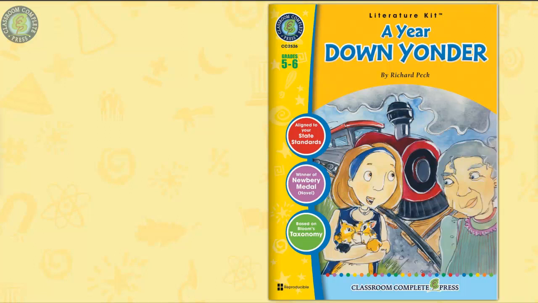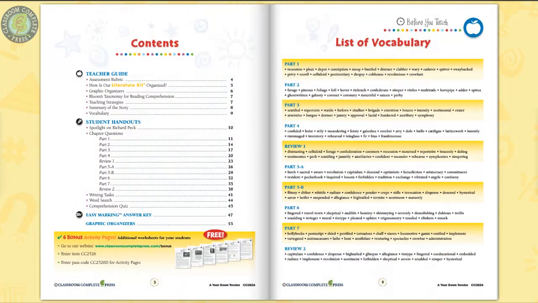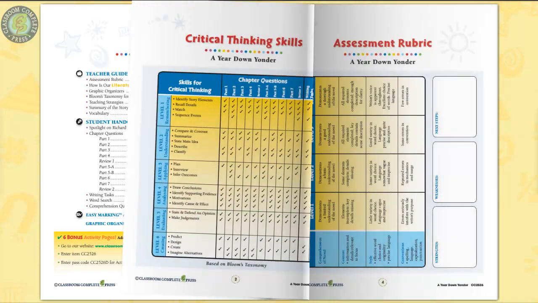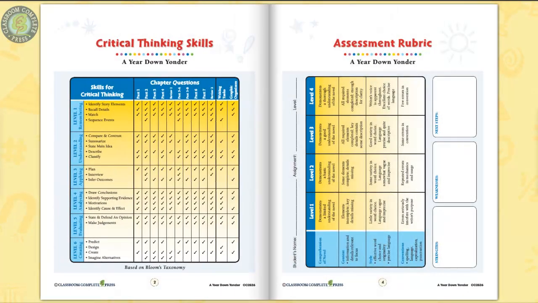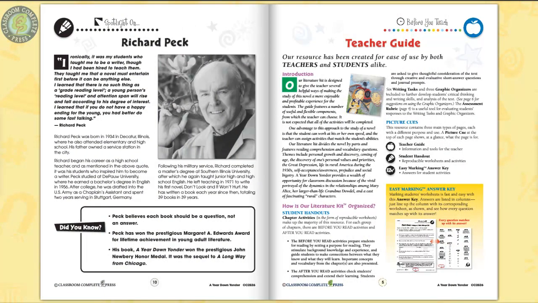This literature kit on A Year Down Yonder by Richard Peck provides writing tasks that offer great options for extra work. 55 pages chock full of a variety of scaffolding strategies incorporated in our Before You Read worksheets for each chapter section, along with vocabulary prompts to prepare your students for the reading, with rubrics, teacher guide, and author biography.